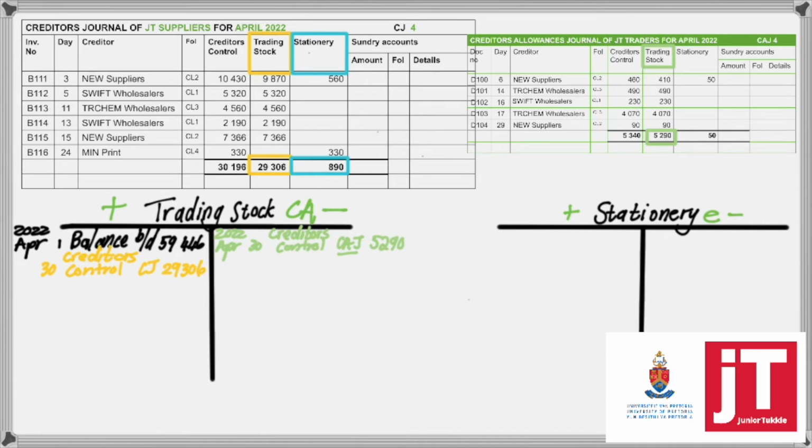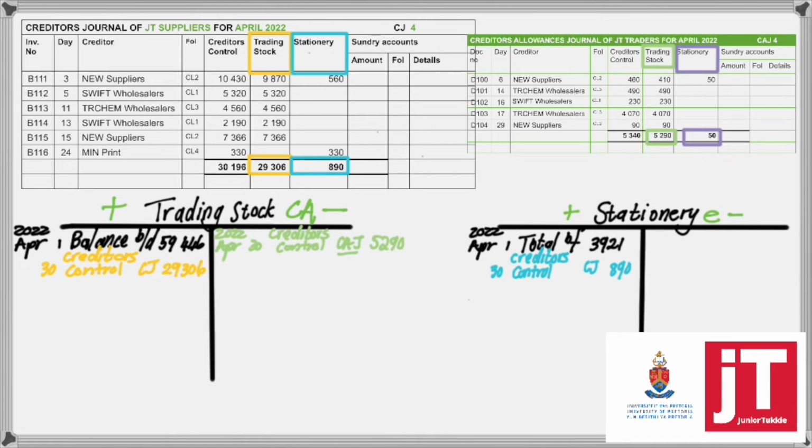5,290. Then stationery, yet again, we look for the stationery entry. In this case, it was a column as well there. And so we're going to post that column total. But before we do that, we're going to put in the opening total from the list of balances at the beginning of the month. And then we're going to post creditors control CJ 890, increasing my stationery from the creditors journal.